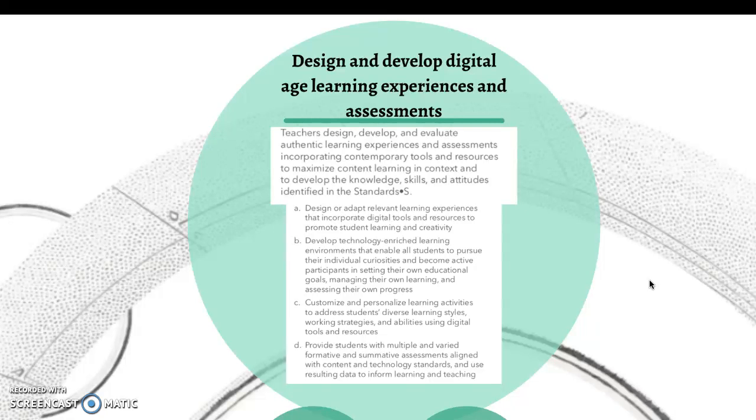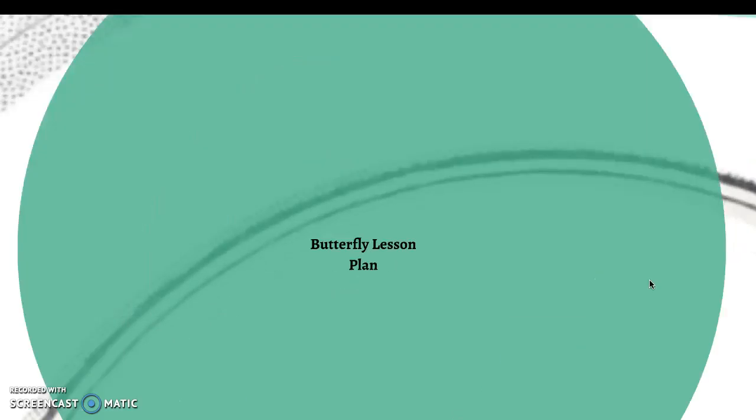Thirdly, to customize and personalize learning activities to address diverse learning styles, working strategies, and abilities using digital tools and resources. And lastly, to provide students with multiple varied formative assessments aligned with content and technology standards and using resulting data to inform learning and teaching. Examples of ways this course has made me proficient in these areas include, 1. The information presented in my second lesson plan.